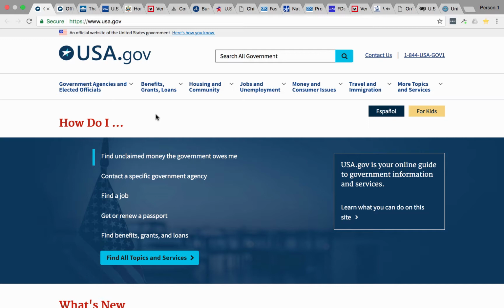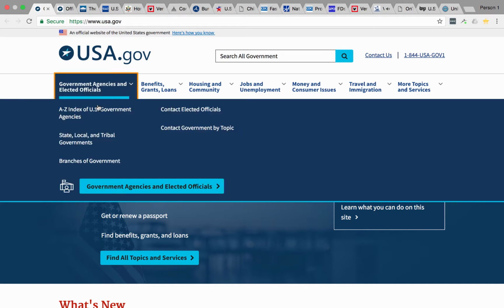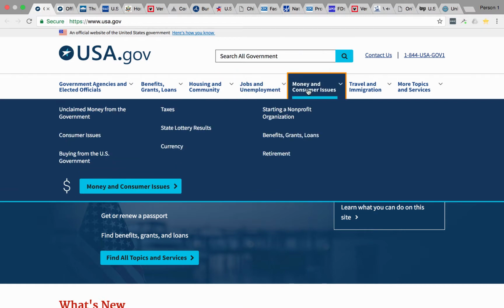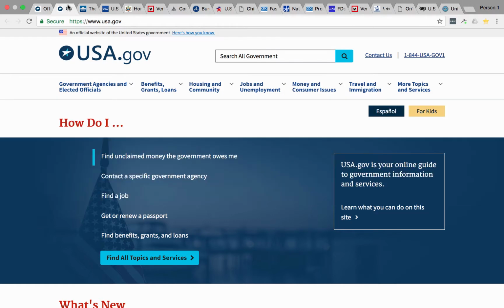It's www.usa.gov, and you can do a whole variety of easy searches here so that it will give you an A to Z index of U.S. government agencies. It also will give you information and links to state, local, and also tribal government. It will provide you with interesting information about housing and community, jobs and unemployment, consumer and money issues. It's a relatively good aggregated search engine and website, www.usa.gov.